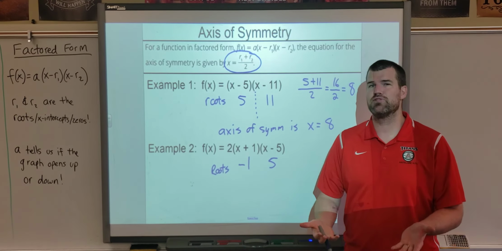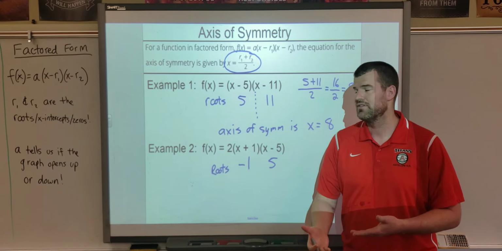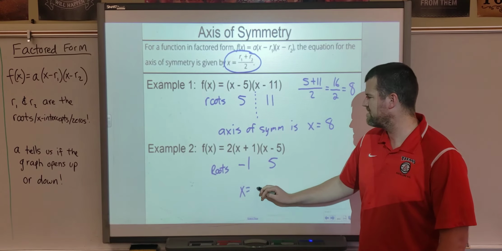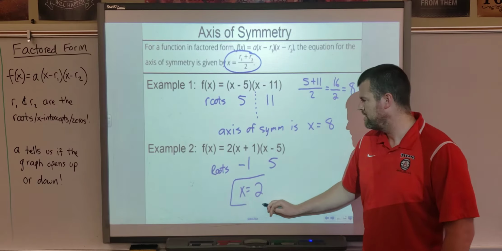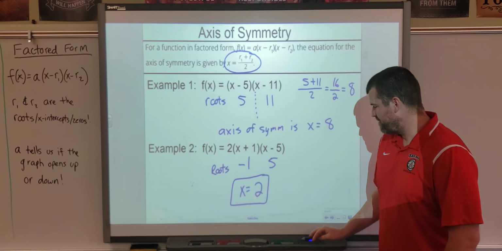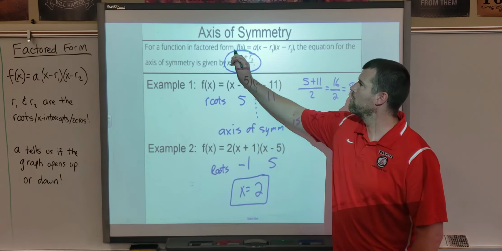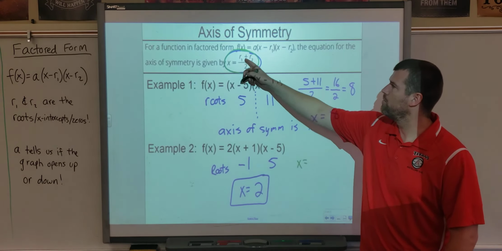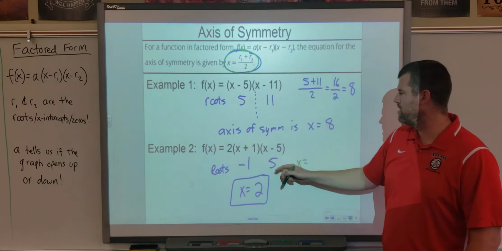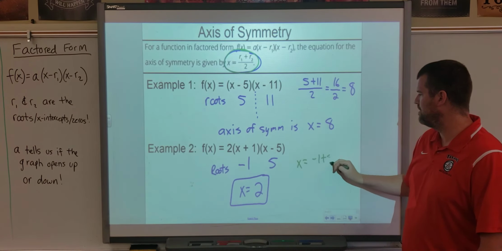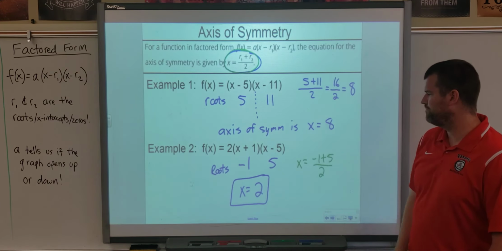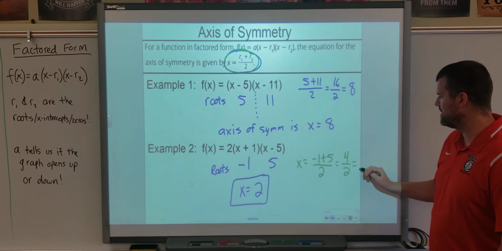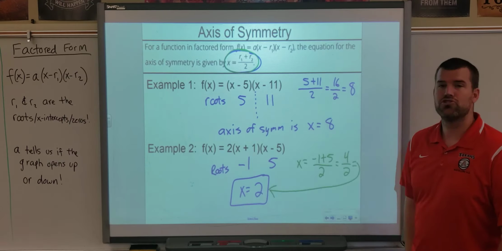So what's halfway between -1 and positive 5? Well, you can probably do that in your head. Axis of symmetry is x equals 2. If you're not a big fan of doing math in your head, that's fine. We go back to our formula, right? X equals R1 plus R2, so -1 plus 5, and then divide by 2. So that's positive 4 divided by 2, which is 2.